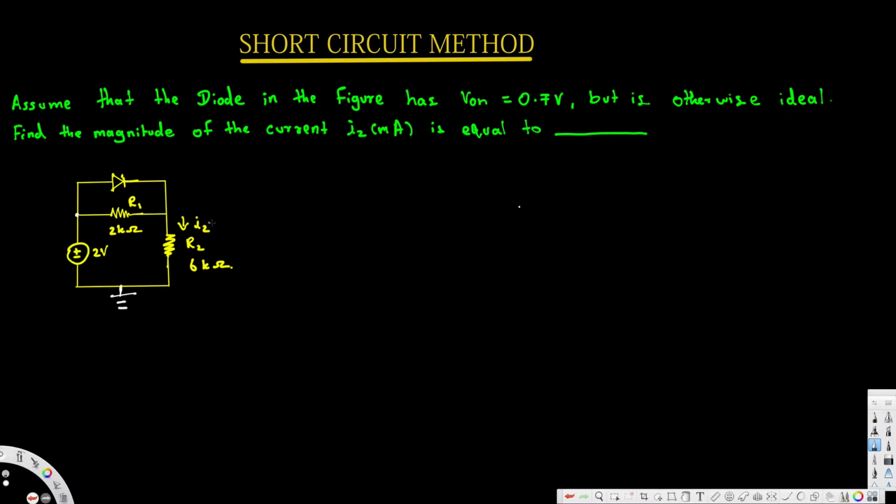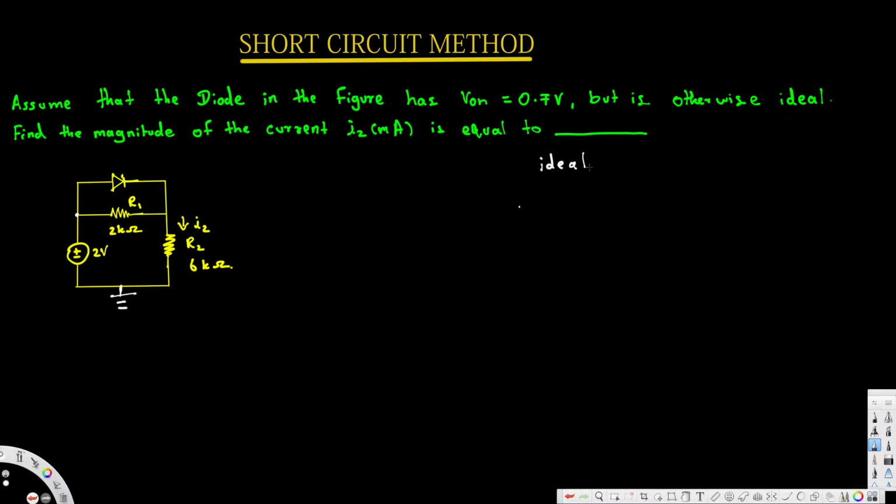Here the question is asking for this current, and they have mentioned that V on is equal to 0.7 volts. So when the diode is on, we replace it with a 0.7 volt drop. This happens when we have a practical diode. Now before we do this problem, let's look at the difference between an ideal diode and a practical diode.